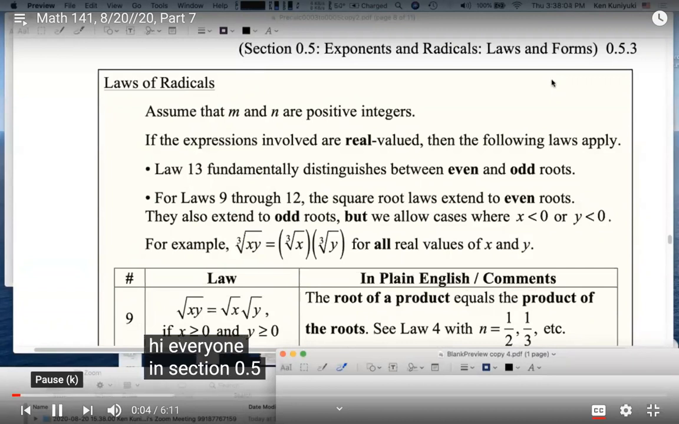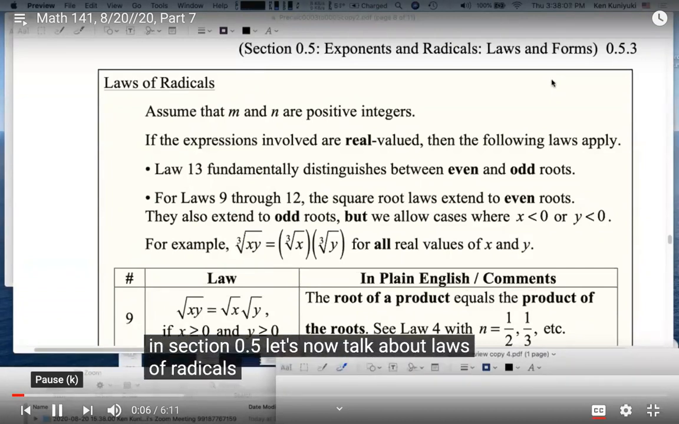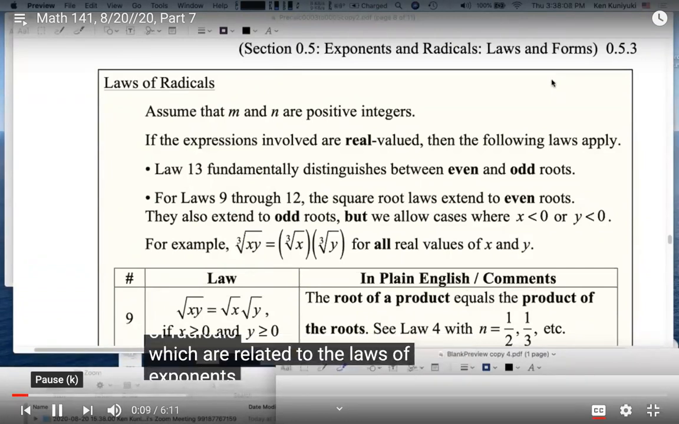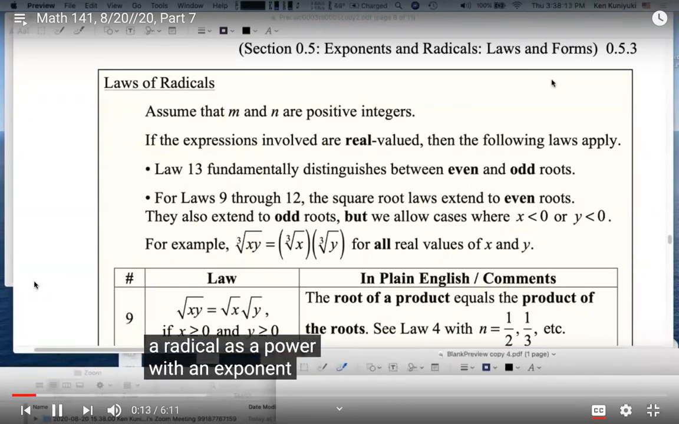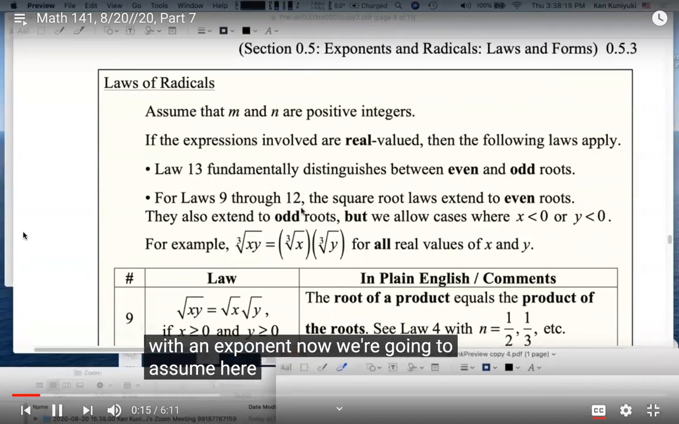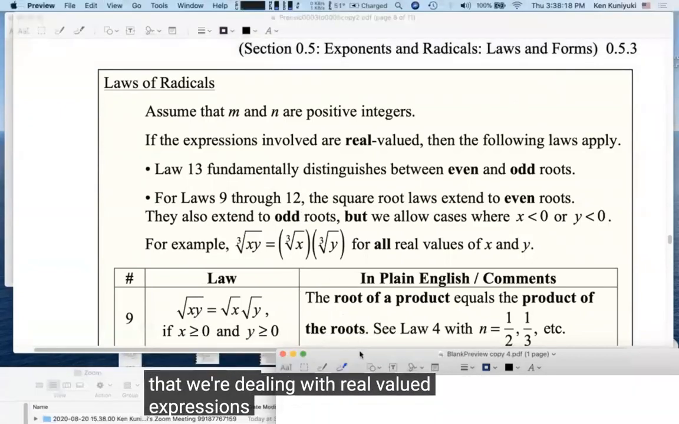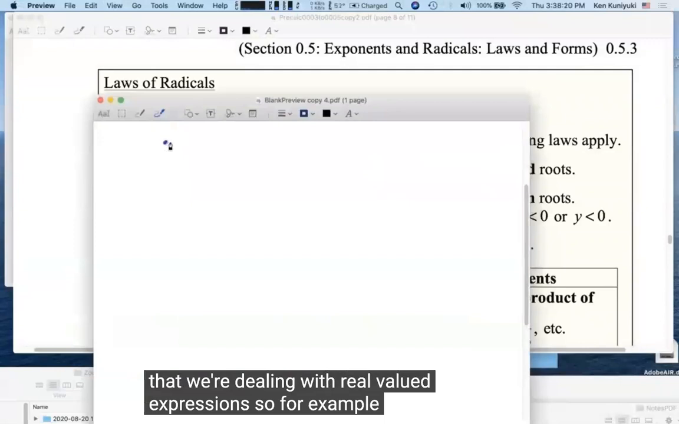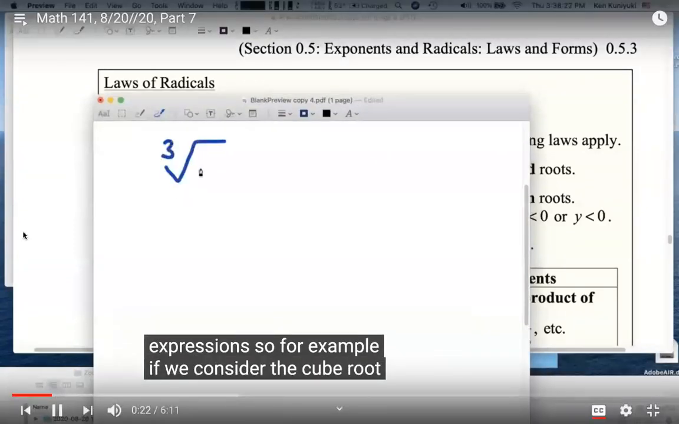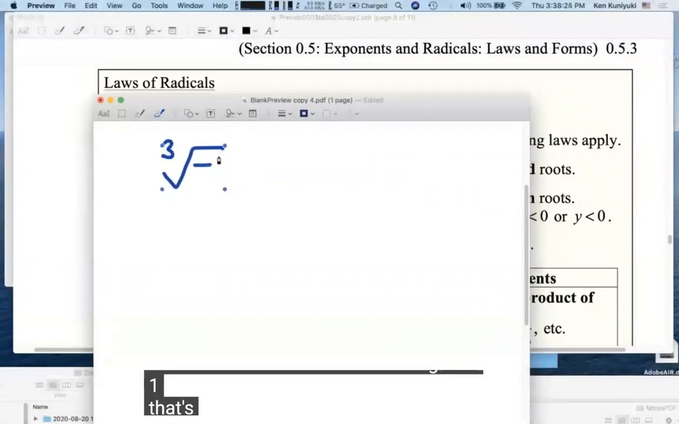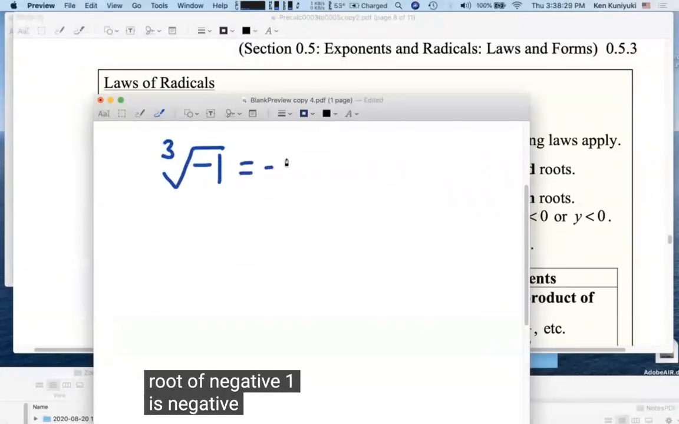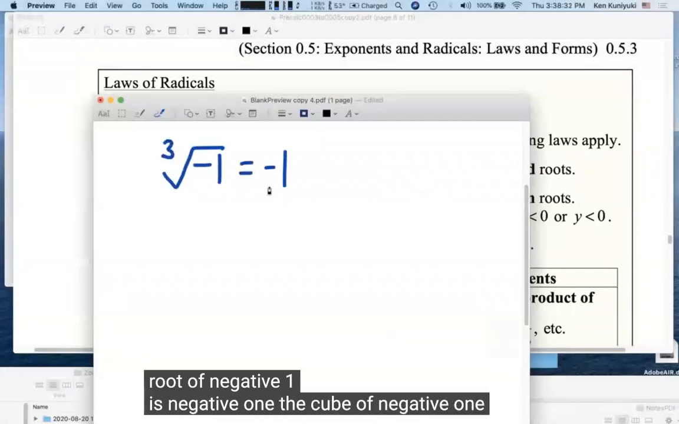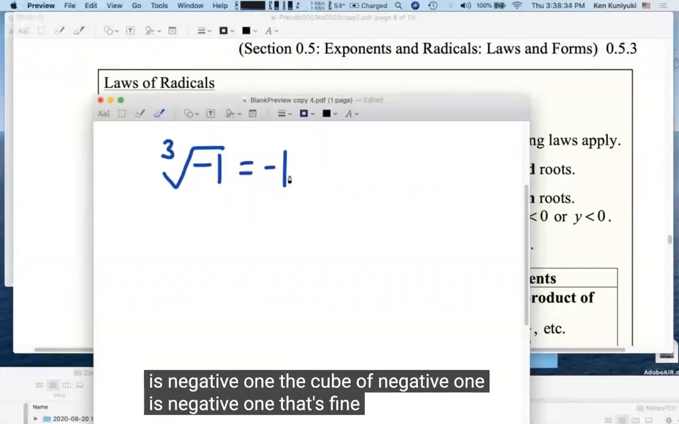In section 0.5, let's now talk about laws of radicals, which are related to the laws of exponents because you can always rewrite a radical as a power with an exponent. Now, we're going to assume here that we're dealing with real valued expressions. So for example, if we consider the cube root of -1, that's fine because the principal cube root of -1 is -1. The cube of -1 is -1. That's fine. -1 is a real value.